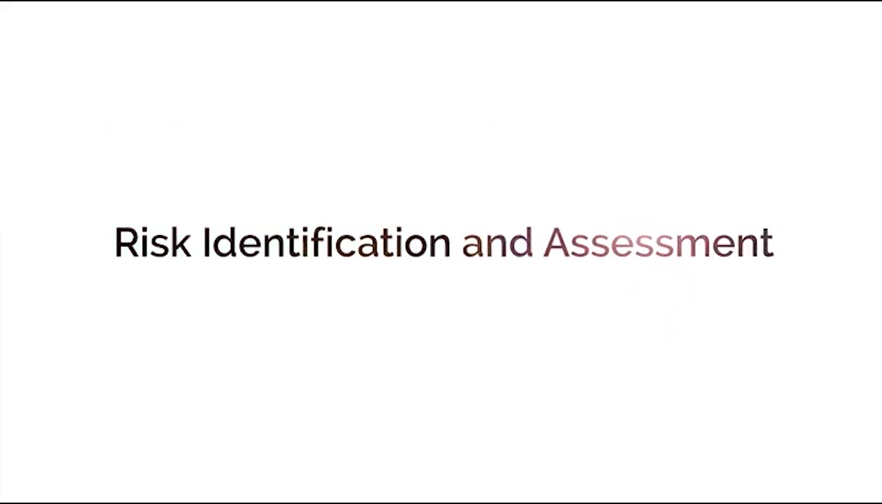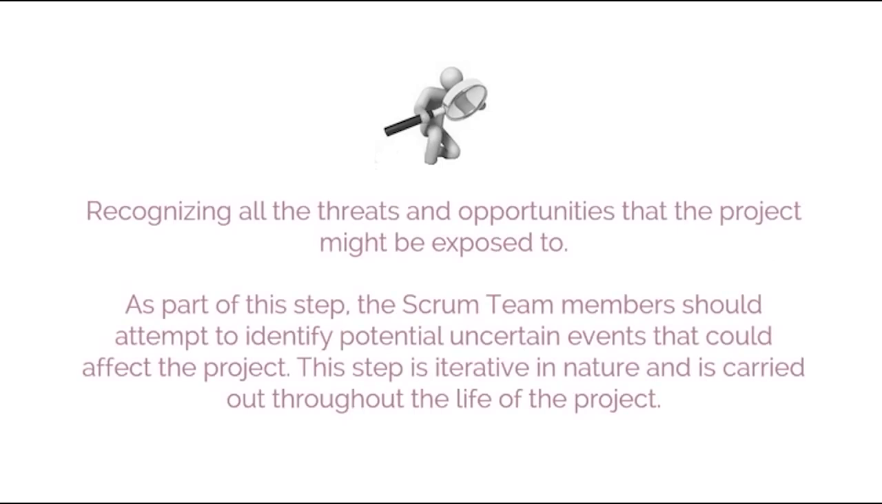Now let's look at the first step, risk identification. This step involves recognizing all the threats and opportunities that the project might be exposed to. As part of this step, the Scrum team members should attempt to identify potential uncertain events that could affect the project. This step is iterative in nature and is carried out throughout the life of the project.